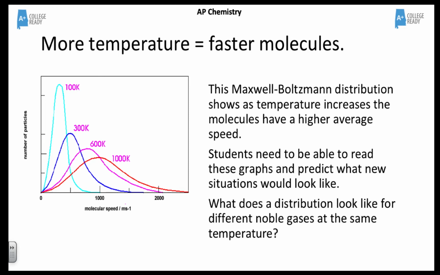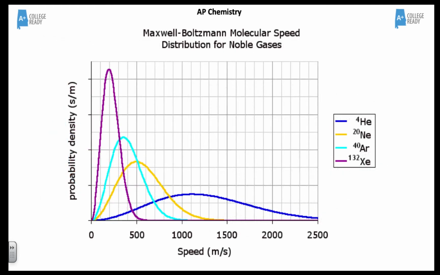But what happens if you have the same temperature but different gases? The largest gas, xenon, is going to be going the slowest. The smallest gas, helium, is going to be going the fastest.